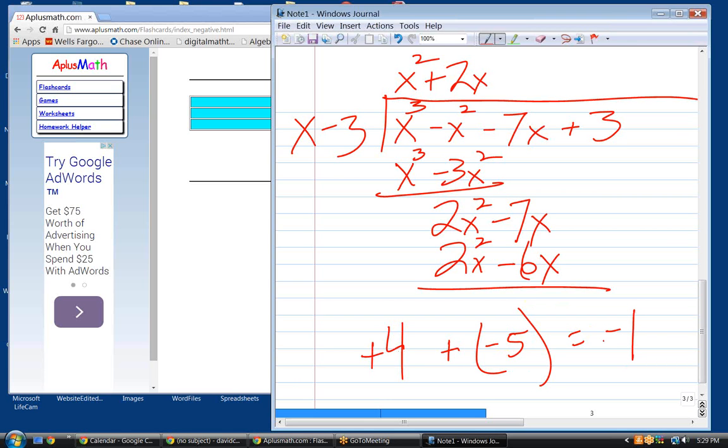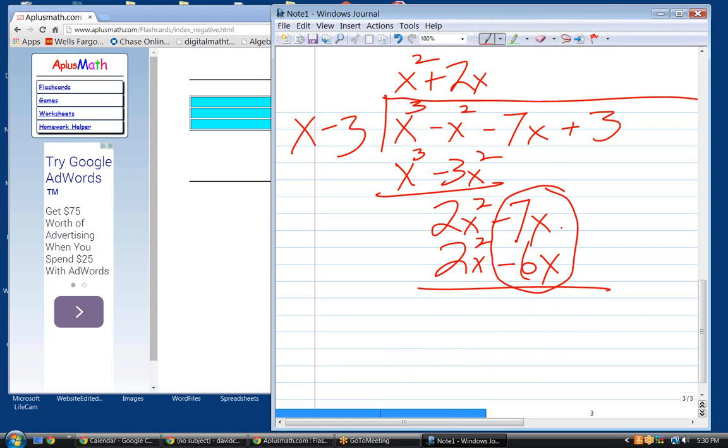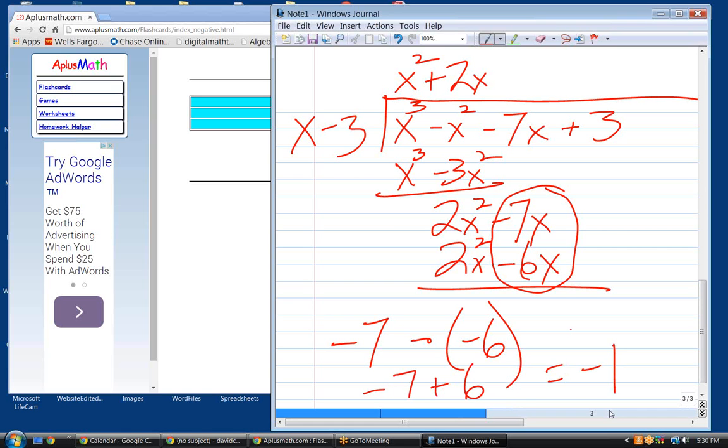Okay? So, what's -7 minus a -6? This appears to give you a little problem because there are so many dashes there. It's -7 minus a -6. Well, that's the same as -7 plus 6. What's that equal to? -1. Yeah, exactly.